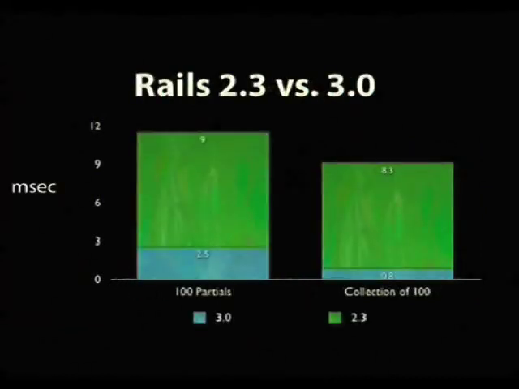In the case of a large number of partials, it starts to matter more. So in the case of rendering 100 partials, we go down from 9 milliseconds to 2.5. Collections are even a bigger deal. We go down from 8 milliseconds. So basically, a collection of 100 was about the same as just rendering 100 partials in Rails 2.3. You didn't see any big win out of the fact that you declared the collection. In Rails 3, it's down to less than 1 millisecond to render a collection of 100 simple partials. That would be Ruby 1.8?